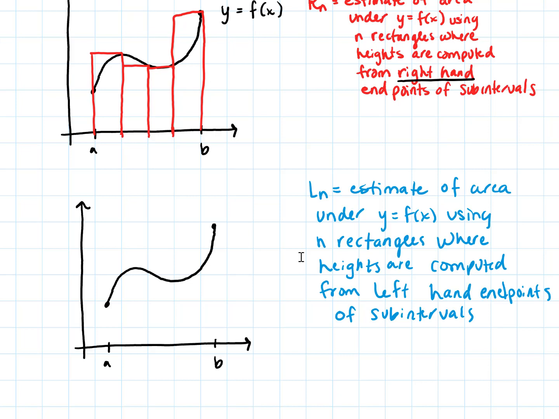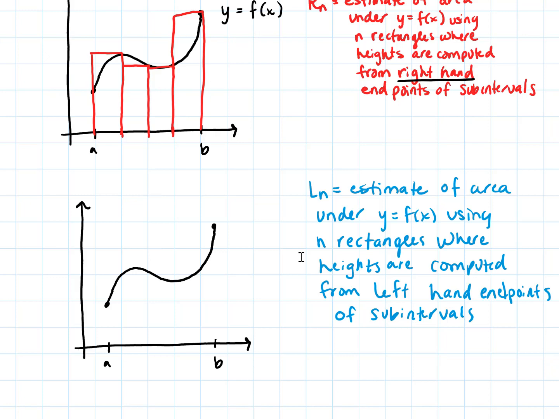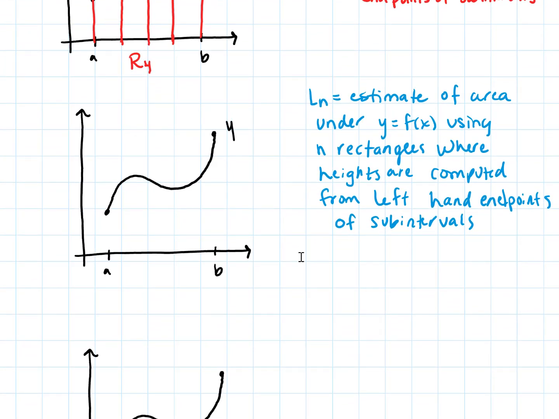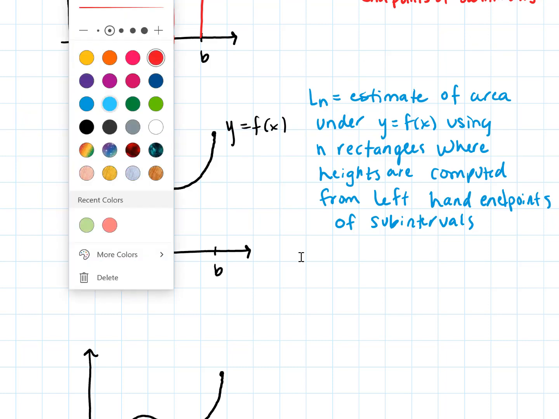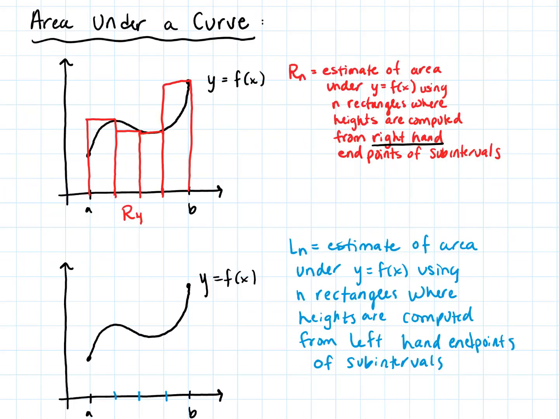So in this case, oh, and you know what? I didn't write that up here. So let's go ahead and write the one. The one that we did up here was actually an illustration of R sub 4. I took the same exact curve, I just copied it. This is y equals f of x again. We could also estimate the area using L4, and if we used L4, then on each of the subintervals, and I didn't quite line this one up, we could use the left-hand endpoints to create the rectangle.